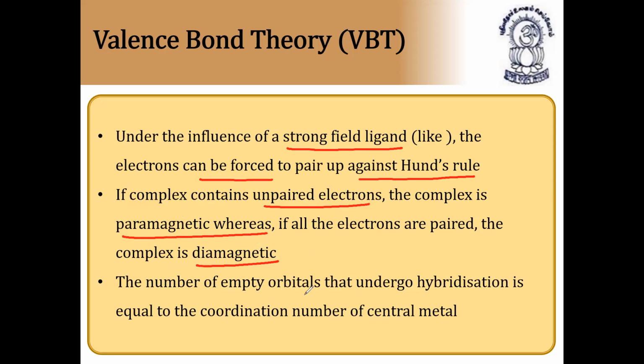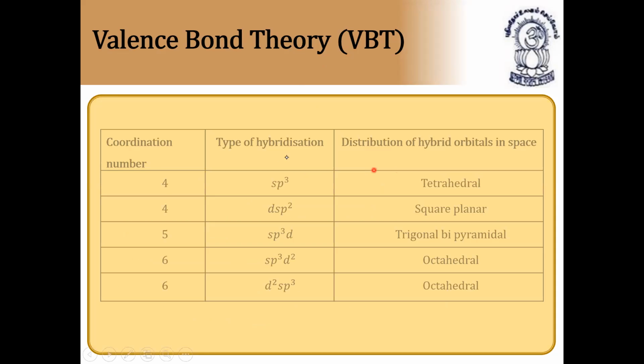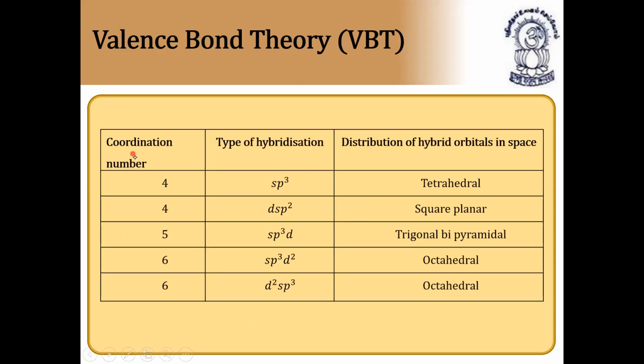The number of empty orbitals that can undergo hybridization is equal to the coordination number of the central metal atom. Very, very important. So these are a few postulates of valence bond theory. Continuing: if the metal has coordination number 4, what type of hybridization does it undergo? sp3. This table is very, very important. You will get questions from this table.